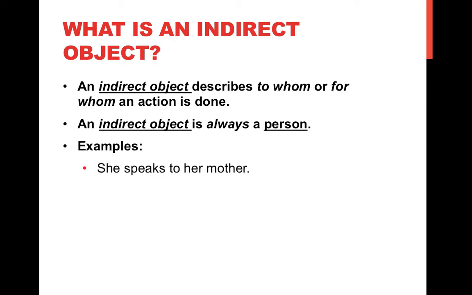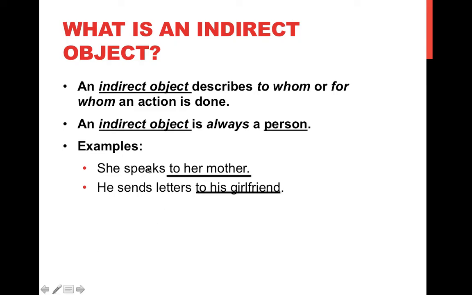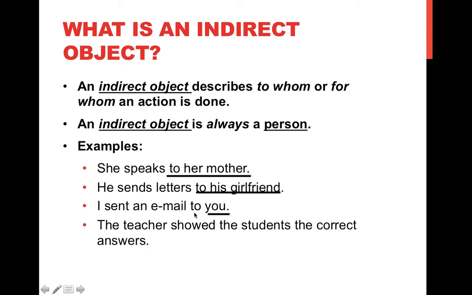An example: she speaks to her mother. In this case, her mother is the indirect object because that is to whom the action of speaking is being done. He sends letters to his girlfriend, same thing, sending to his girlfriend. I sent an email to you. You is the indirect object because that is to whom the email is being sent. And the teacher showed the students the correct answers. The students is the indirect object.